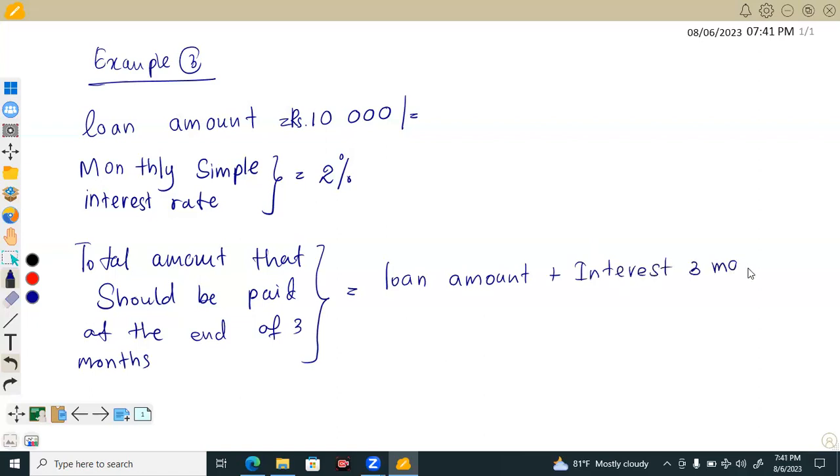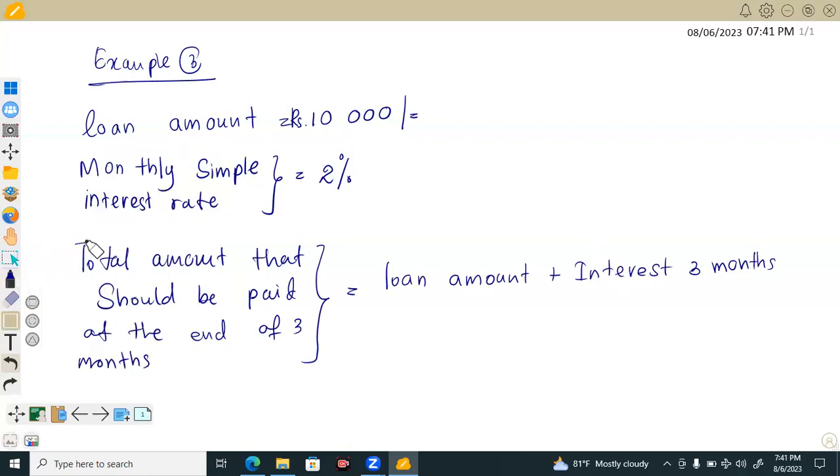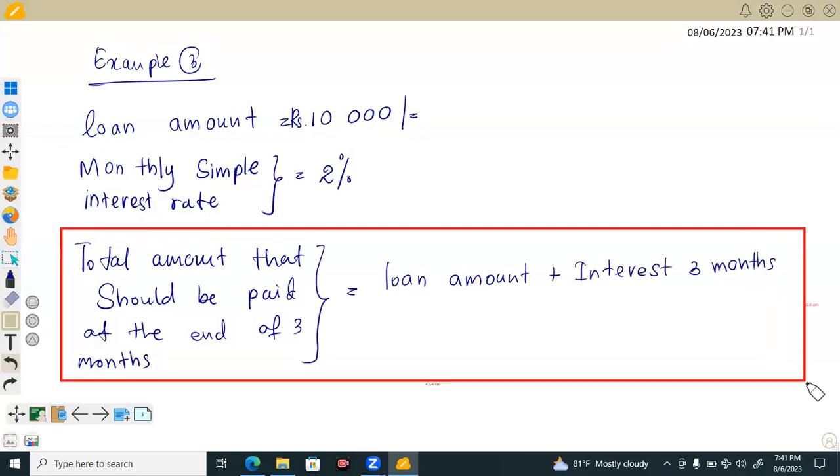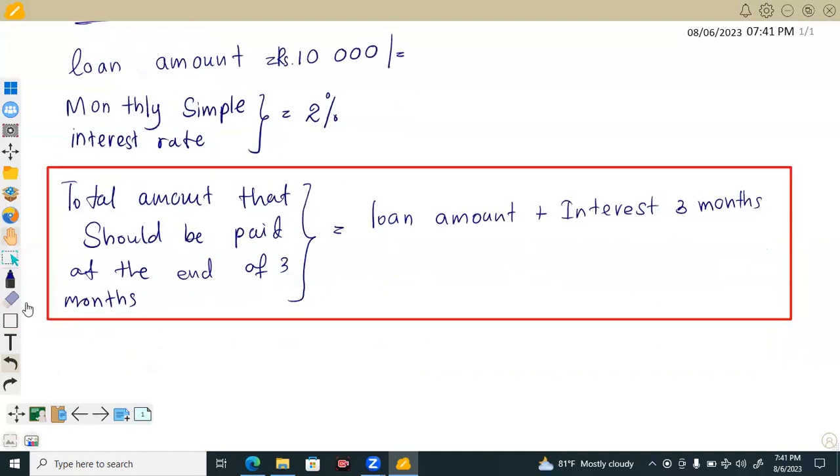This is very important. You have to understand that what they have to pay to settle the loan. Loan එකක් settle කරගන්න එයා simple interest එක යටතේ මොනවද pay කරන්න ඕනේ? They have to pay the loan amount they borrowed and the interest for 3 months.